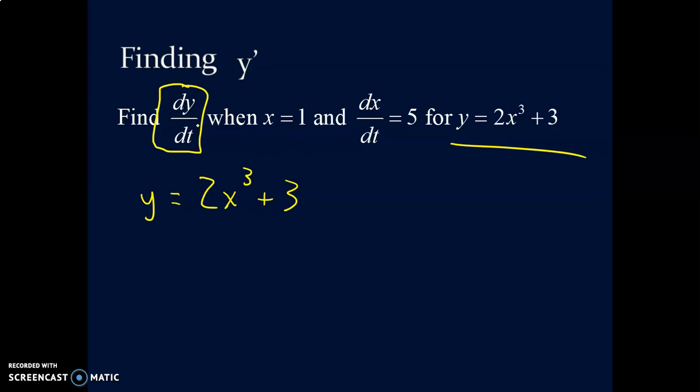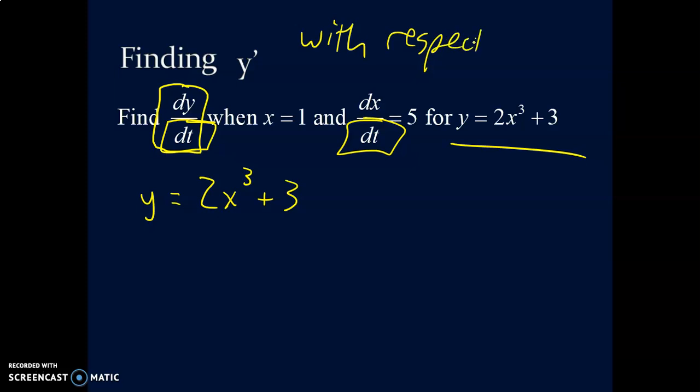So in order to get dy/dt, I need to take the derivative of everything with respect to t. And when you see the d, whatever letter on the bottom, that's going to tell you what we're taking the derivative with respect to. So on this problem, I need to take the derivative of this equation with respect to t, even though t is not in this problem. And that's okay. You can take the derivative with respect to whatever variable you want.